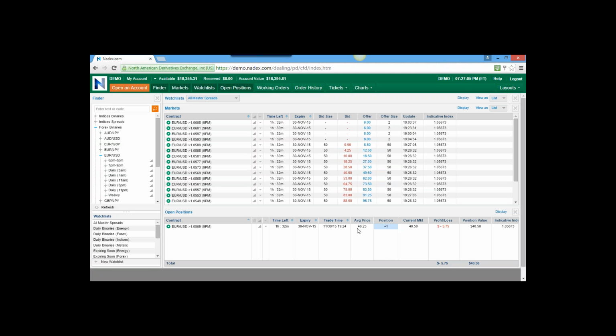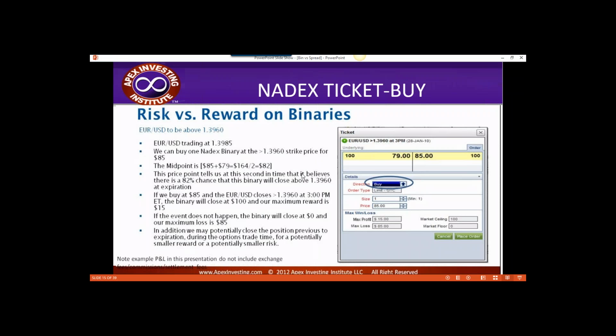So it's just simple math. That's what I bought it for. Right now I can sell it for that, and that's what determines that. All right, so yes, I can get out of a binary early, whether it's going for me or against me.